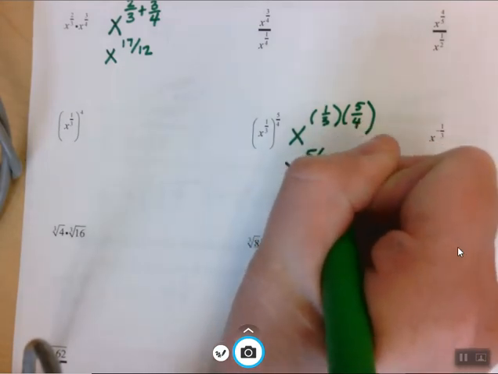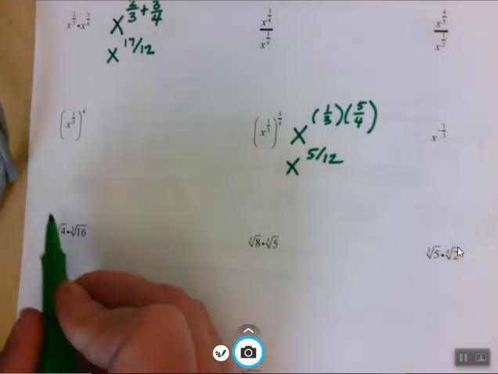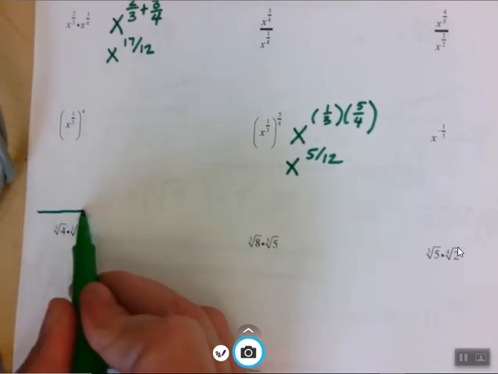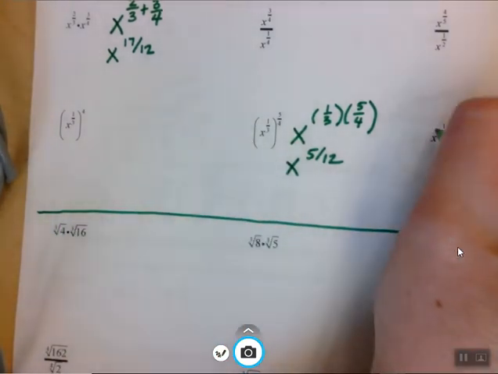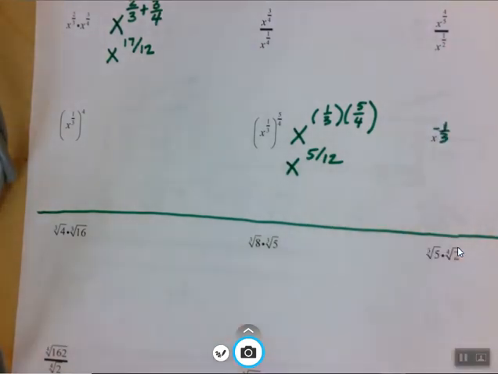So what I want you to do is try to do the top part of the page. This one's kind of hard to read. This is x to the negative 1/3. Okay? Work on those.